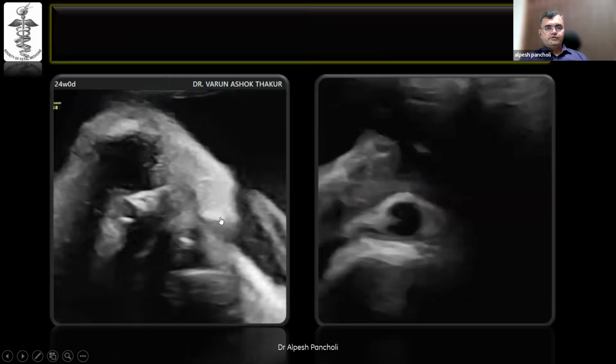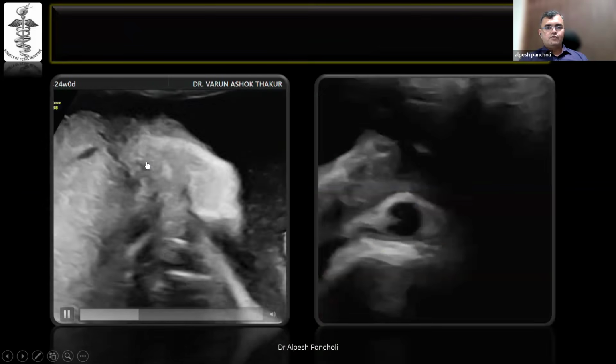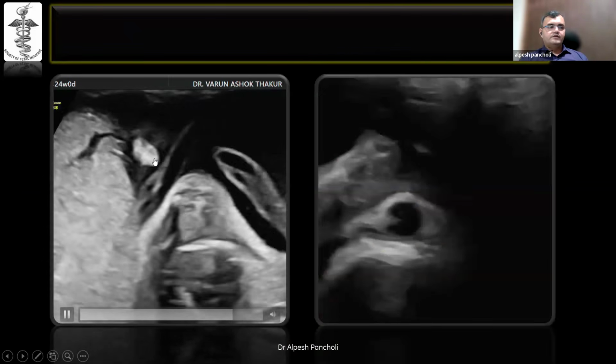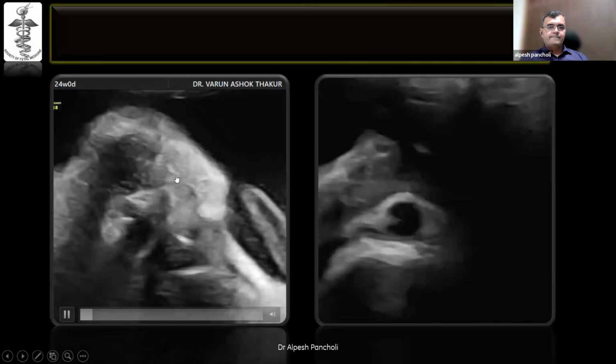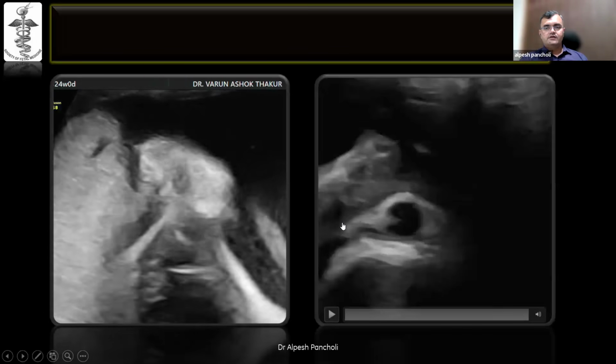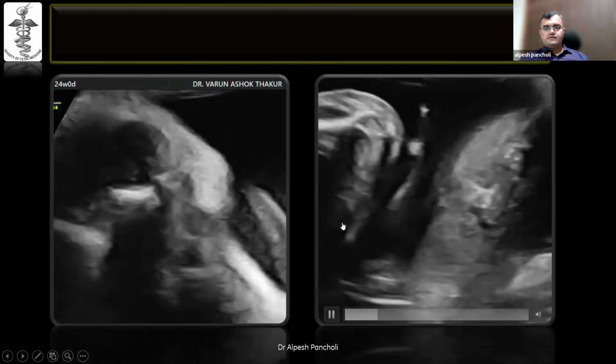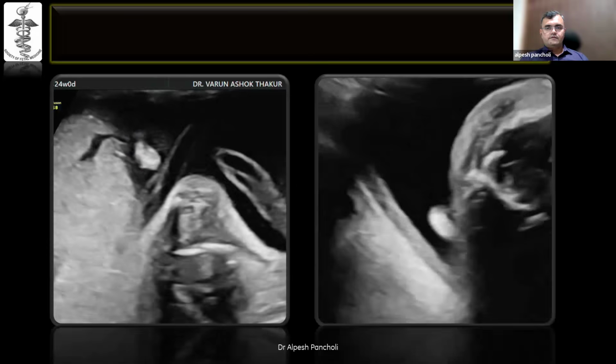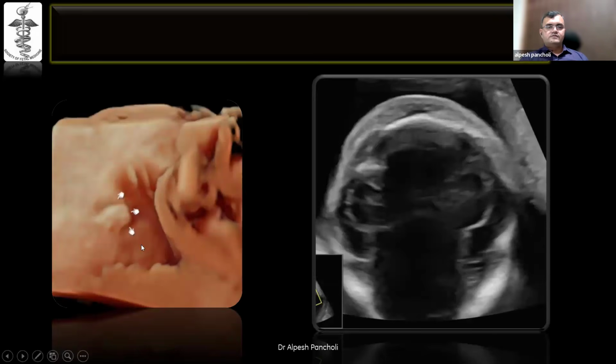On the ear evaluation on the right side, there is a very small ear with no identifiable external ear tissue. So this is a grade 3 microtia. On the left side, there is a normal ear. This is a 3D surface rendering of the right ear showing a grade 3 microtia.